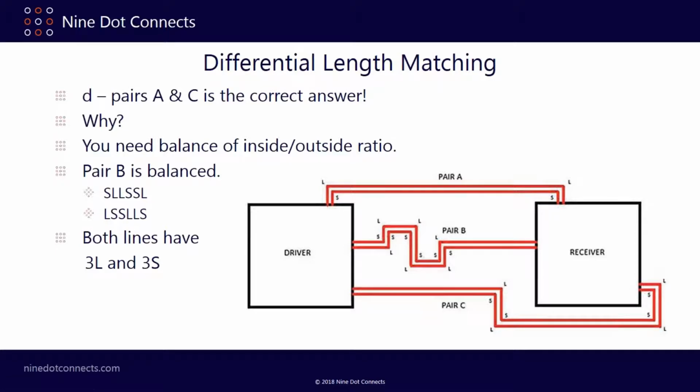In pair B, you have a short, long, long, short, short, long on one side of the differential pair, and long, short, short, long, long, short on the other side. So both lines have the same amount of outside and inside corners. A and B, or A and C, do not. And specifically in pair A, you'll notice that the signal here on the bottom red line would definitely get to the receiver sooner.